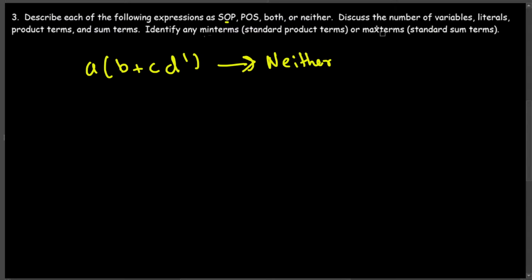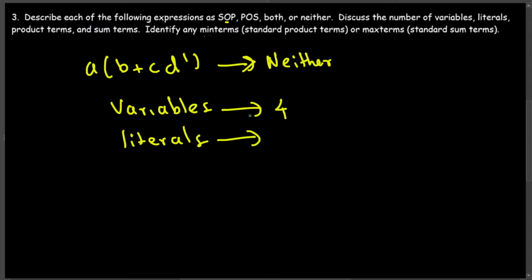Now let's look at the number of variables. Number of variables are the different things like A, B, C, D. So the variables are 4 here. And number of literals are everything. So here we have A, B, C, D prime. All of them are literals. Okay, so that's it for this question.